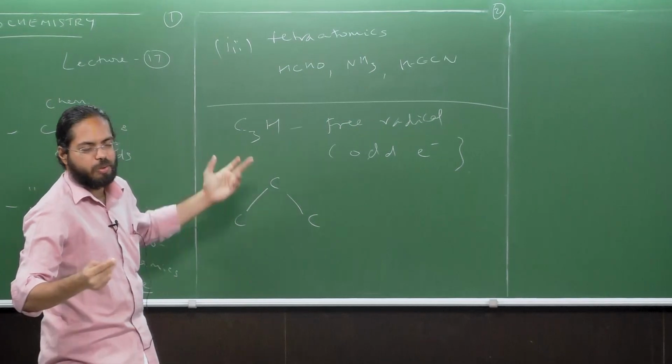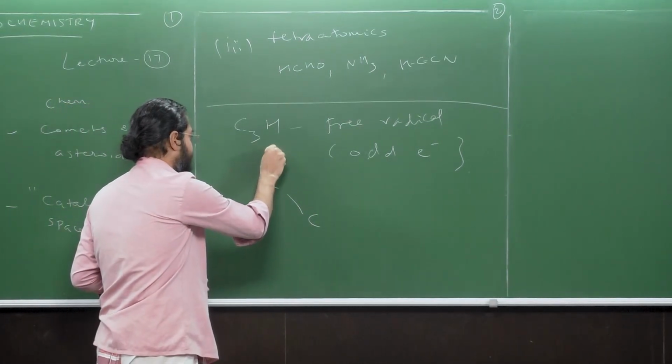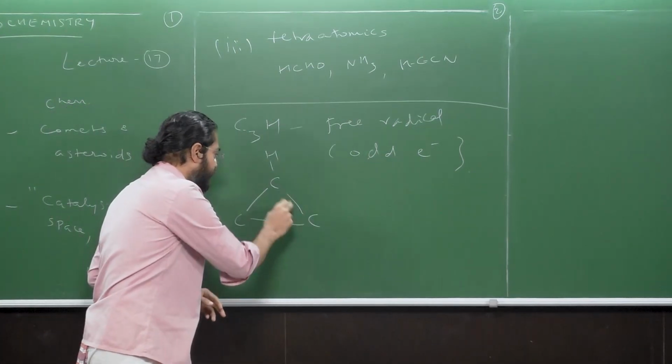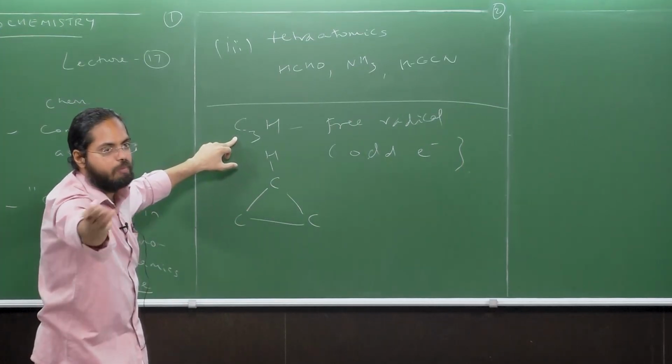Well, where should the hydrogen go? Let's say I put the hydrogen anywhere. I just put it on top. Okay, so I have this entity. Now this is C3H. But the total number of electrons involved here are how many?